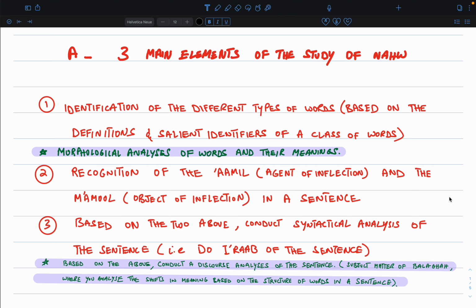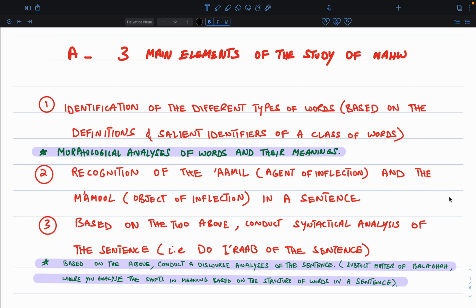Which word causes another word to change its case ending, and which word is accepting this sort of effect from the other word and changing its case ending? So after we've identified which words are nouns and verbs specifically, then we identify which of them are amil and which of them are ma'mul, i.e. the agents and the objects of inflection.